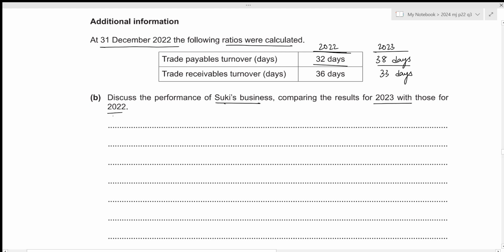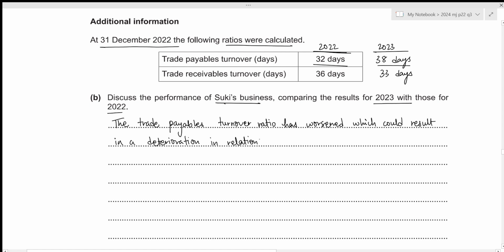Let's write this down. The trade payables turnover ratio has worsened, which could result in a deterioration in relationships with suppliers.